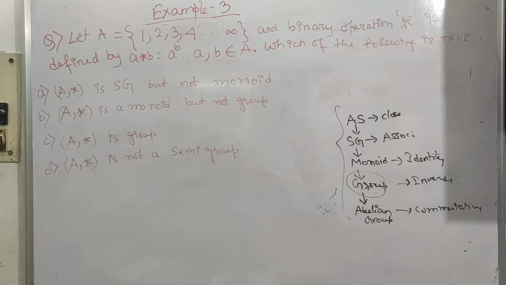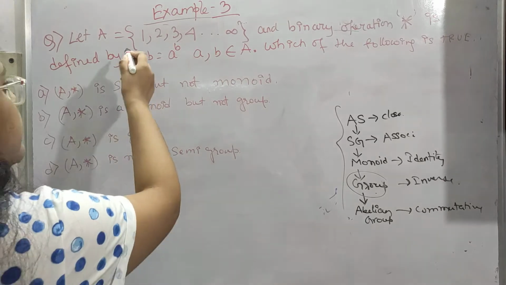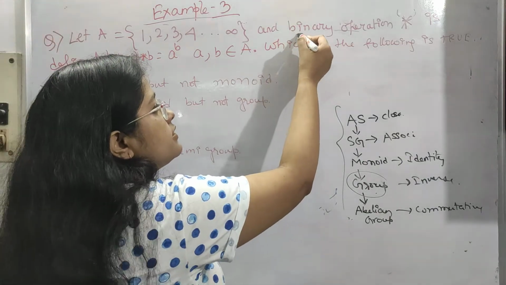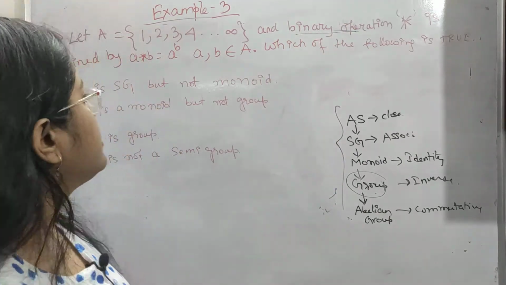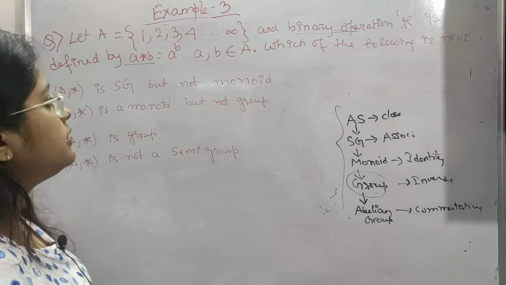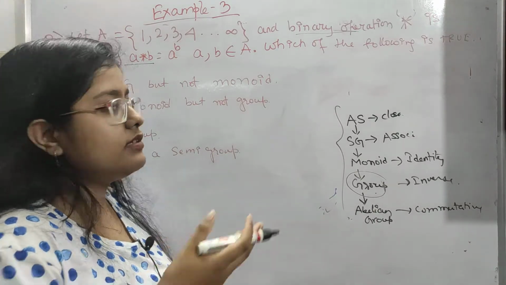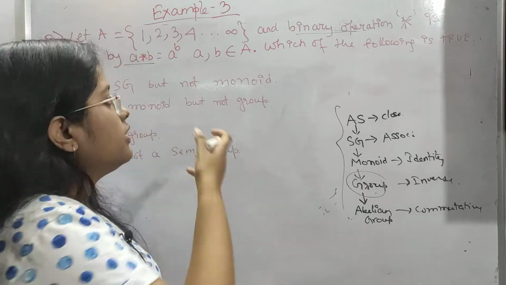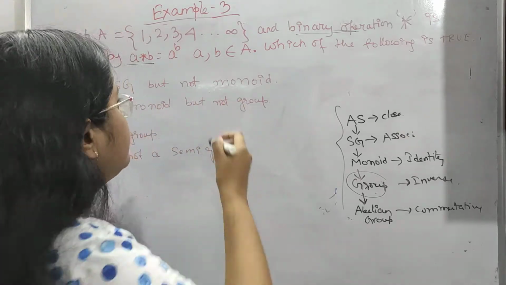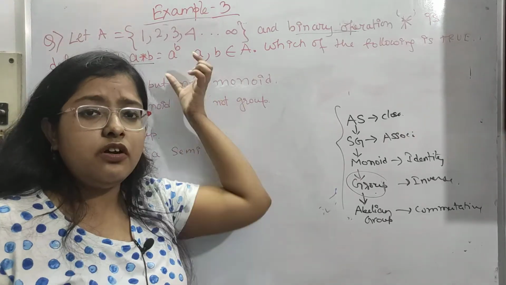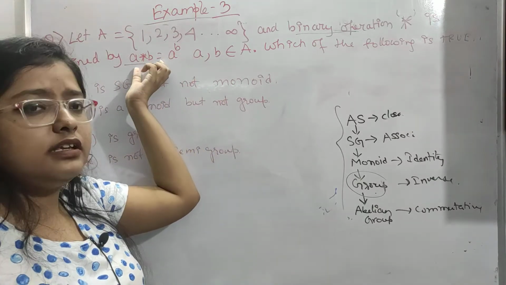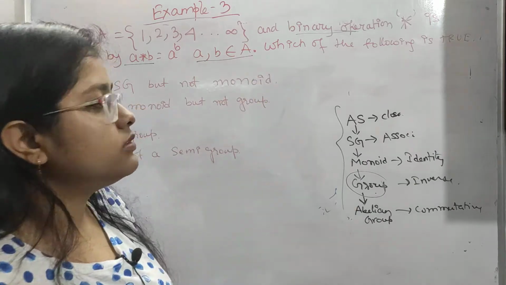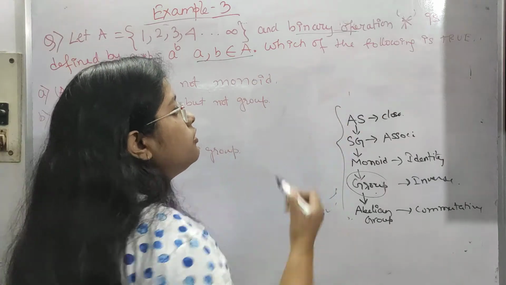So now let's see this example. A contains all the natural numbers 1, 2, 3, 4, dot, dot, dot, anything, and this is a binary operation. Star is defined by A star B equals A to the power B. So this is particularly any binary operation. See, I already said star doesn't mean multiplication, it can be anything. And you don't have to worry because it will always be defined. So here A star B means A to the power B, and A, B belong to this set A.